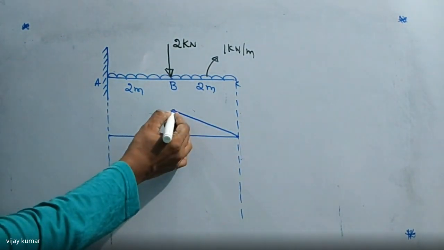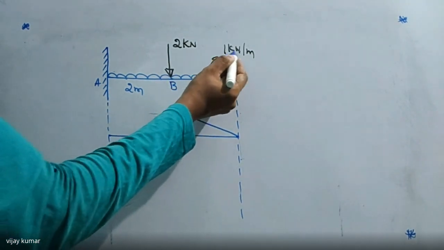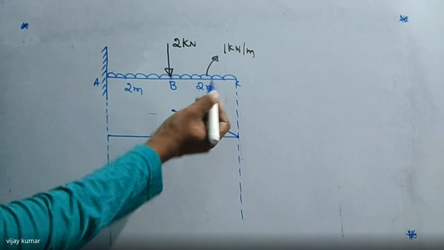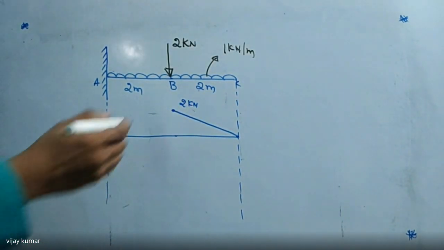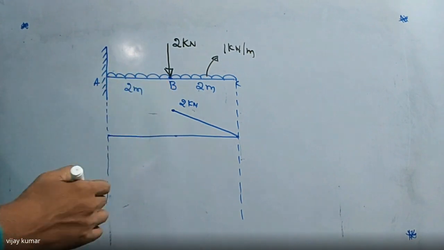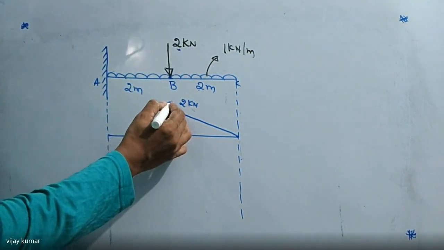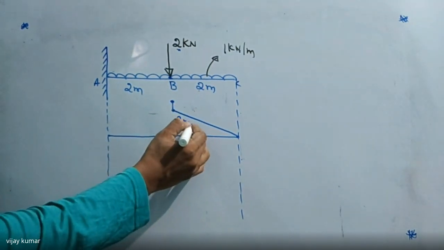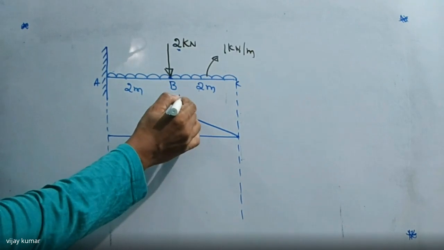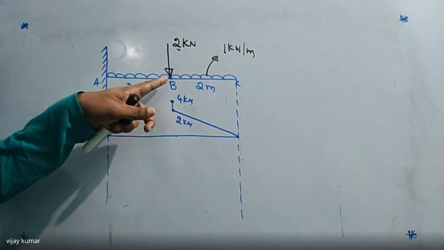What is the value of the shear force here? We can say directly, this load is 1 kilonewton per meter, for 2 meters, so 2. I can write 2 kilonewtons as the shear force. But if you come to point B, another load is added here. That is 2 kilonewtons, and this load 2 is added, so it is 4 kilonewtons. One load is added here at point B.